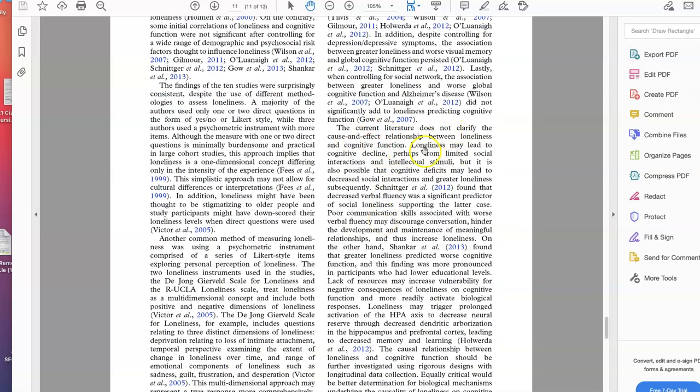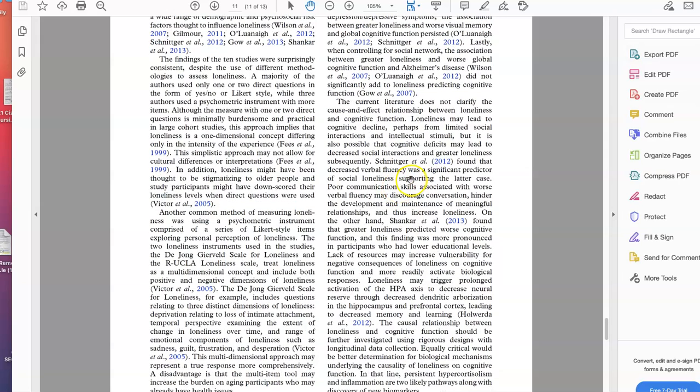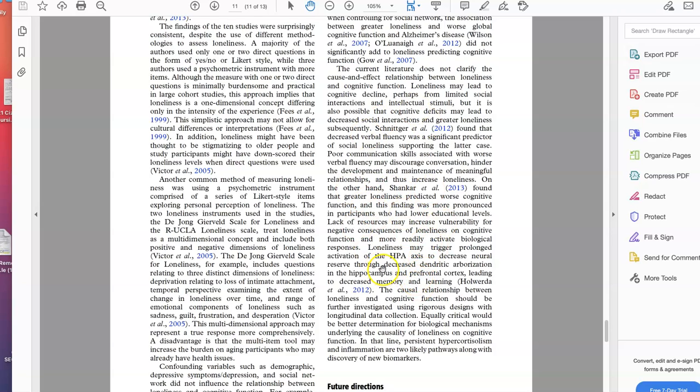The current literature right here does not clarify the cause and effect relationship between loneliness and cognitive decline. It may lead to cognitive decline for these reasons that we think, but we're not really sure. Schnitger found that decreased verbal fluency was a significant predictor for loneliness, supporting the latter case. Poor communication skills, and so on. So I'm talking about specific articles and how they might contribute to or be similar to our findings. None of my studies were an RCT; they were longitudinal or cross-sectional, so they can't establish that causal relationship. Then I talk about how we think it might be related in terms of the causal relationship.